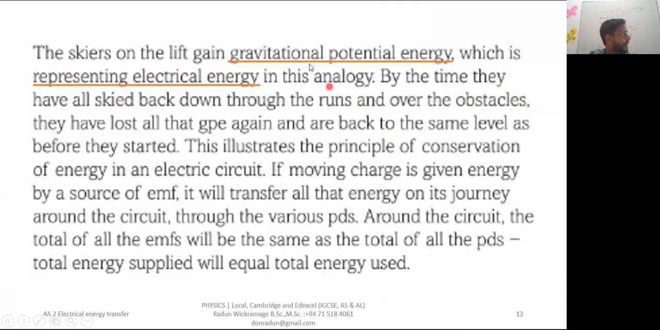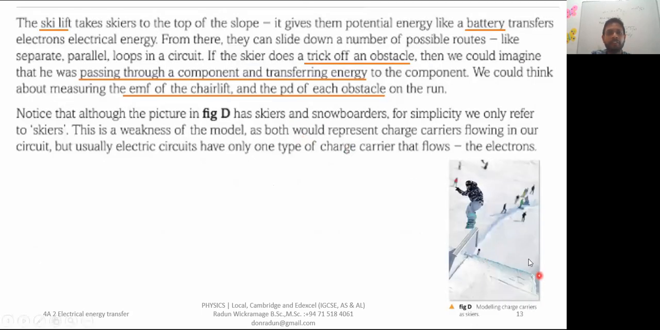If you take gravitational potential energy to represent electrical energy, it is a good representation because the same thing will happen. Gravitational potential energy increases, similar to how electrical energy increases through a cell or any kind of EMF source. But if you take moving charges in an electrical circuit made out of conductors, mostly it is electrons. But in the ski area, there are snowboarders and skiers. So you can't map this and this correctly onto the situation. So these kinds of disadvantages are also there.